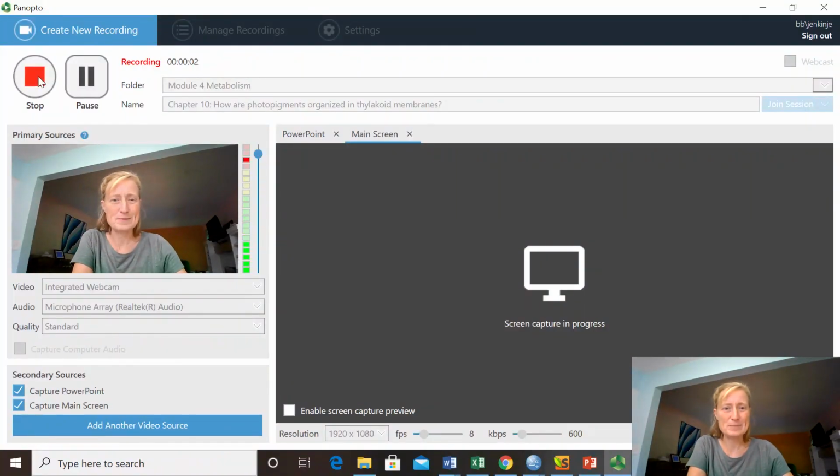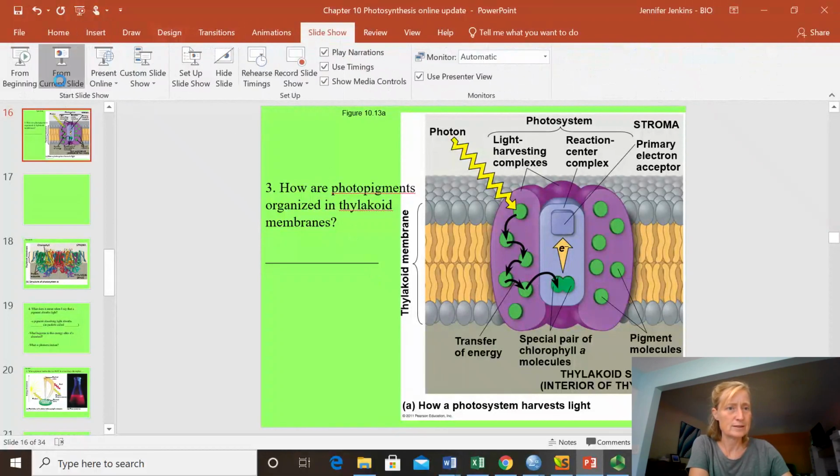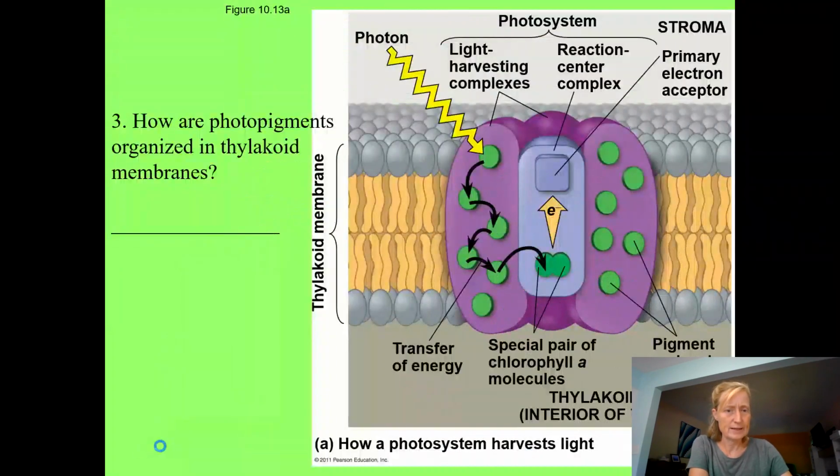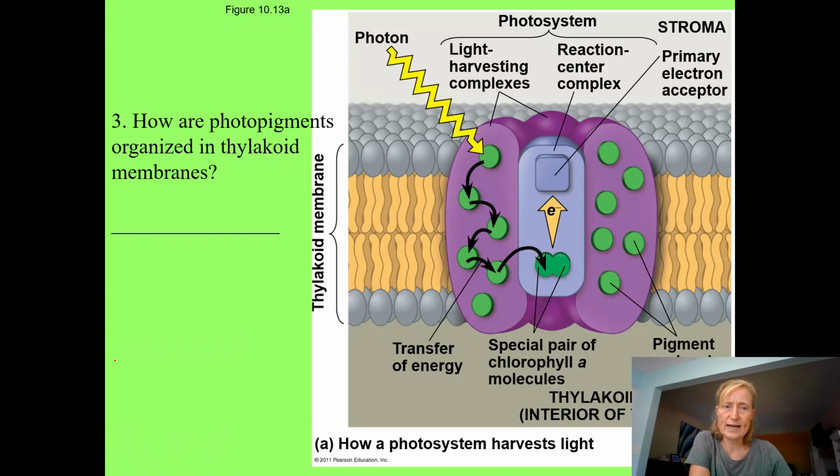Back to photosynthesis, people. We're looking at the light reactions and we're studying the photopigments in the light reactions and where they're located. So we'll move back to our PowerPoint presentation, and I think we ended here. So I will set this up. All right, the question that we're on is, how are photopigments organized in thylakoid membranes?